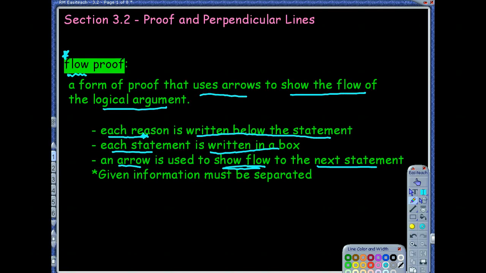Notice right here it says the given information must be separated. Now, in a 2-column proof, we let you put it all in the first step. With a flow proof, you need to separate because the statements that come from it might need to be separated for that reason. We'll talk about all of this when we do an example.